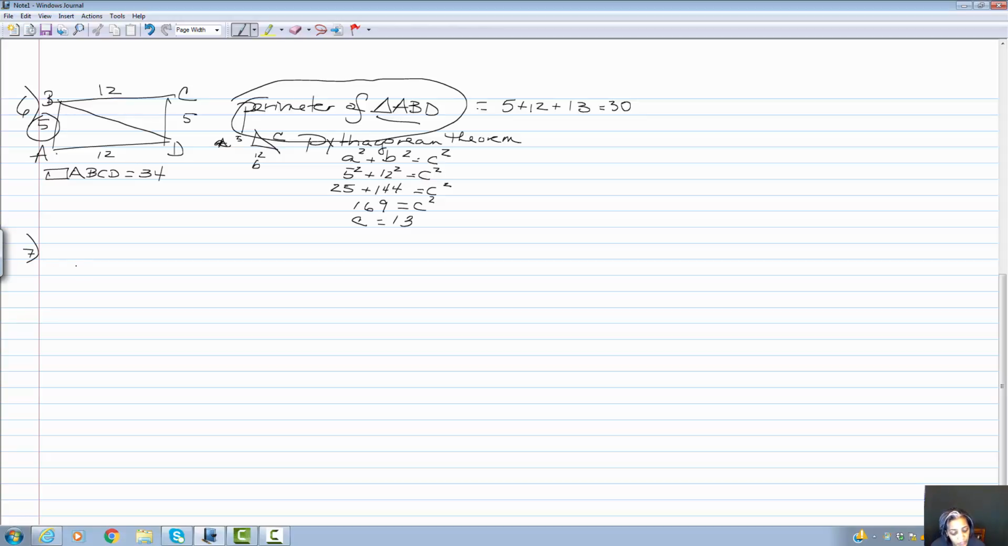Now let's go on to number 7. Number 7, Harvey has a fair 8-sided die that has a different number from 1 to 8 on each side. If he rolls this die twice, what is the probability that the second number rolled is greater than or equal to the first number?